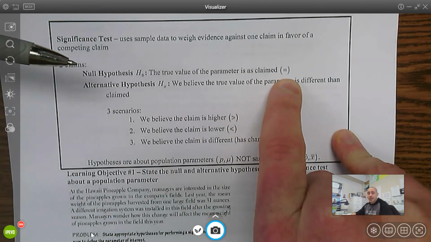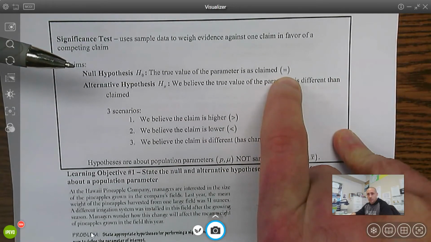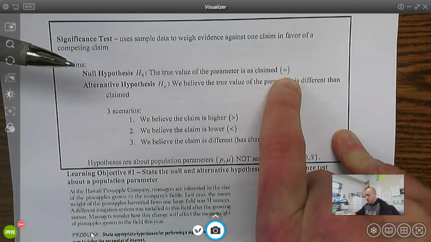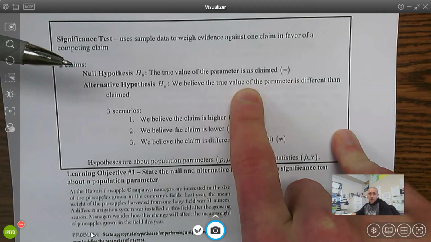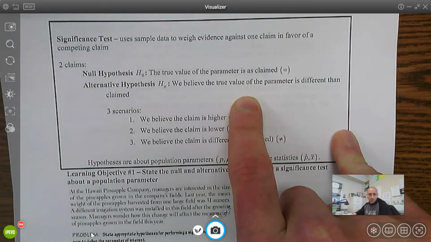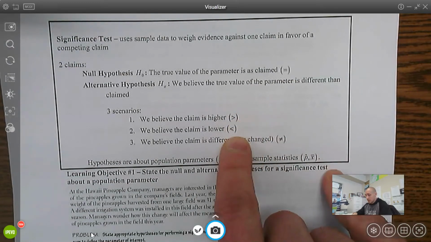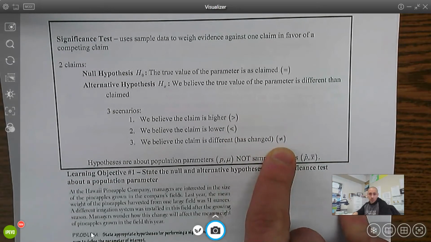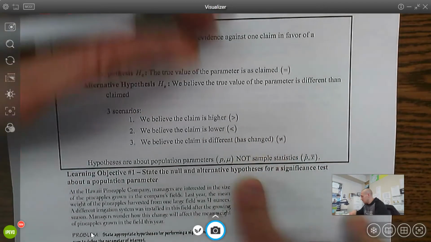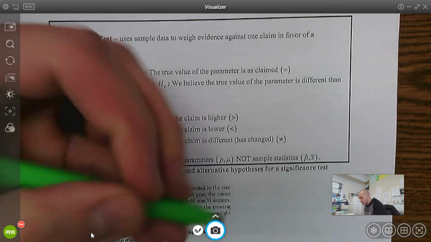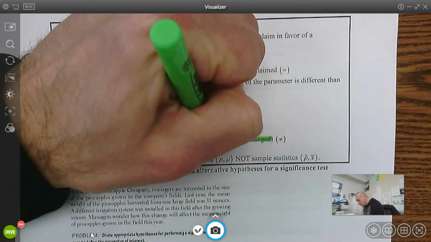And for 99% of the questions that we will ever do, as far as tests go, the null hypothesis will be equal to a number. The alternative, we think that the true value is different. We might believe it to be higher, lower, or it just changed. It's different.